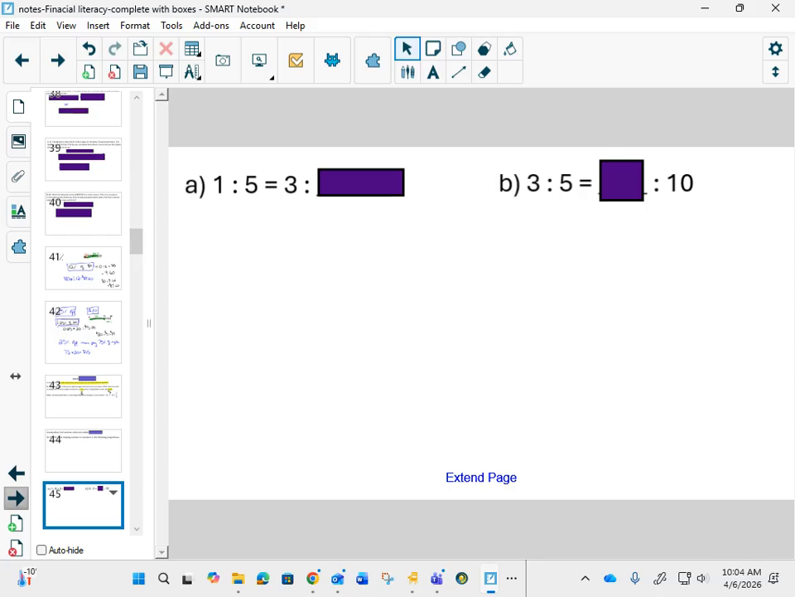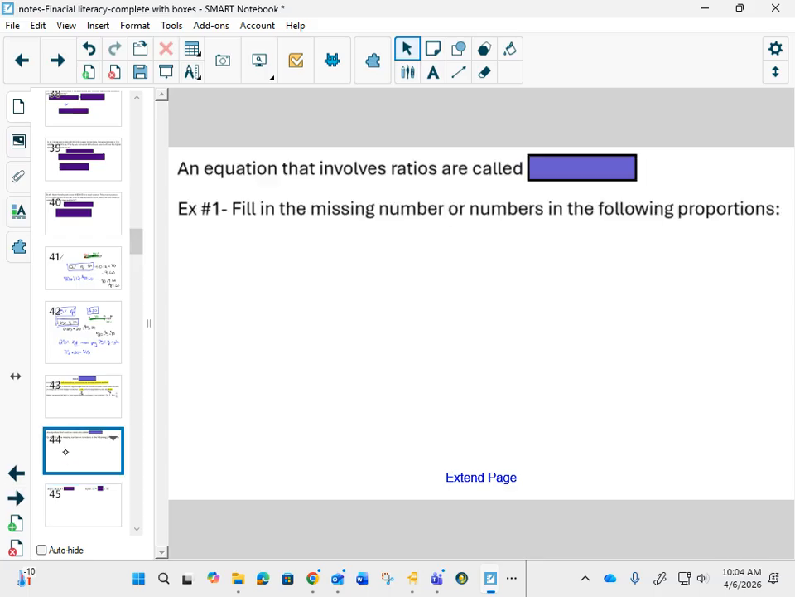So can you go back one slide? I can go back one slide. Put in that word proportion. Are we good? Okay.